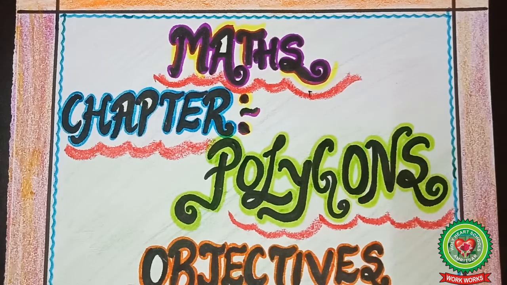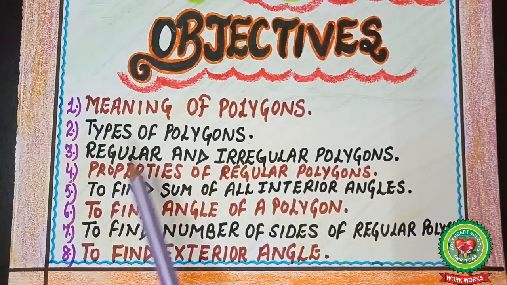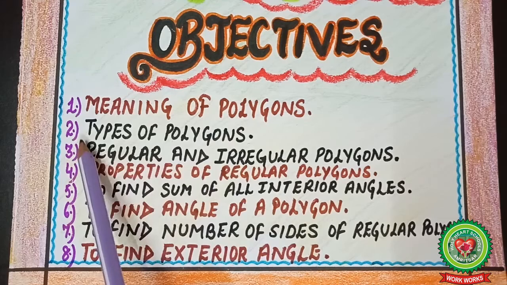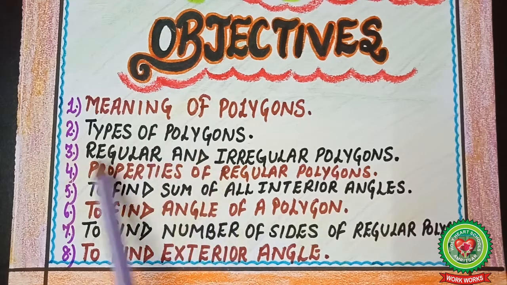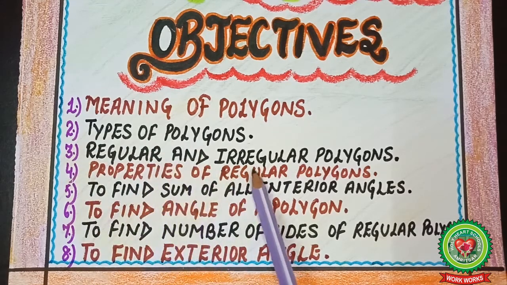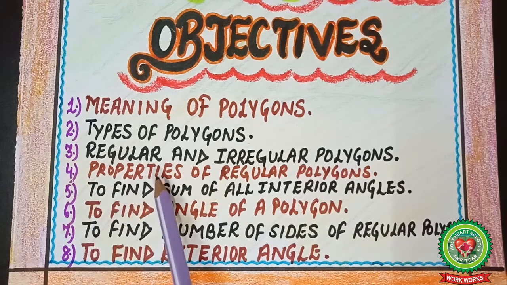Dear students, today we are going to start with a new chapter, that is Polygon. And the objectives of this chapter are: number 1, meaning of polygons; number 2, types of polygons; number 3, regular and irregular polygons; number 4, properties of regular polygons; number 5, to find sum of all interior angles; number 6, to find angle of a polygon; number 7, to find number of sides of a regular polygon; and number 8 is to find exterior angle.